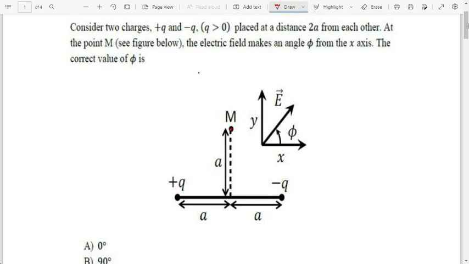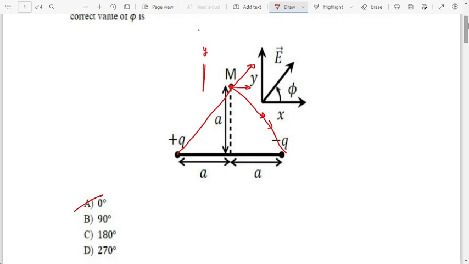Now, it is very easy to see that the electric field due to this charge q will be in this direction, and the electric field due to minus q will be in this direction. They both will be the same in magnitude. Hence, we can say that the component along the y-axis will cancel out, and the component along the x-axis will get added up, because the electric field is the same in magnitude. So the answer will be 0 degree. Option A will be the correct answer.